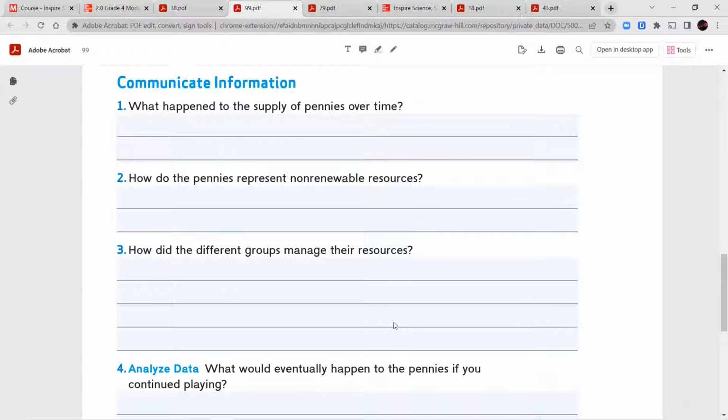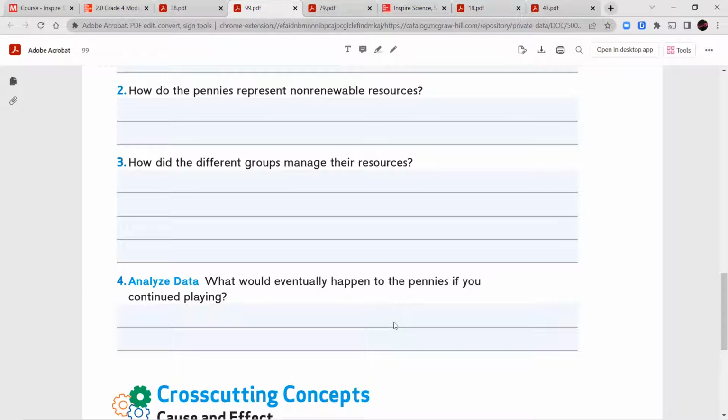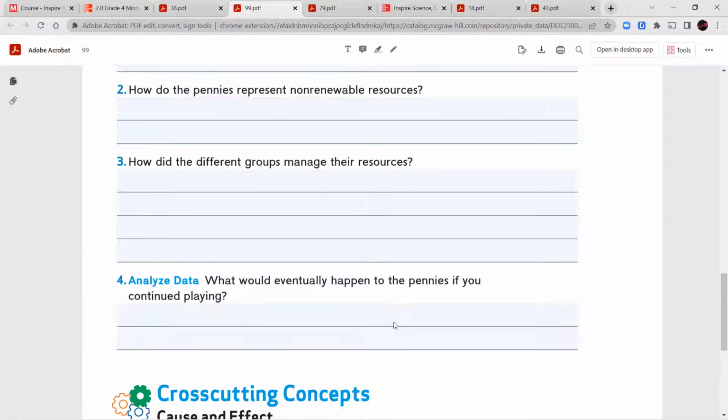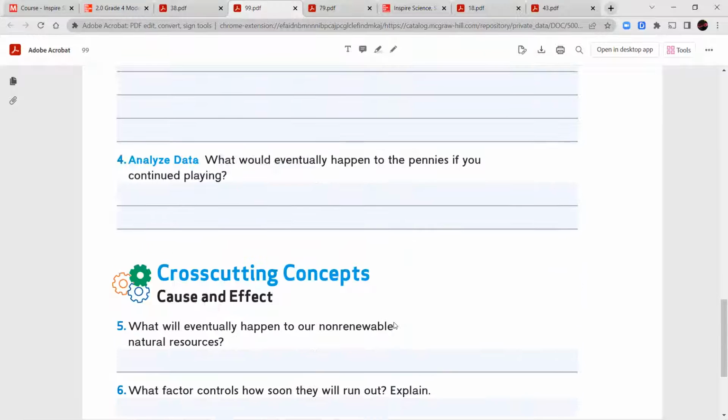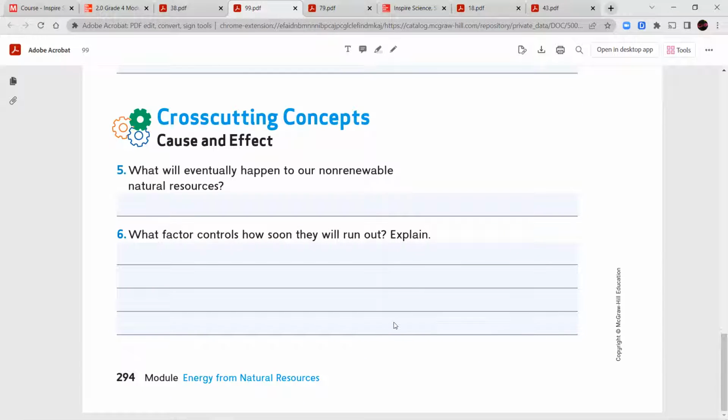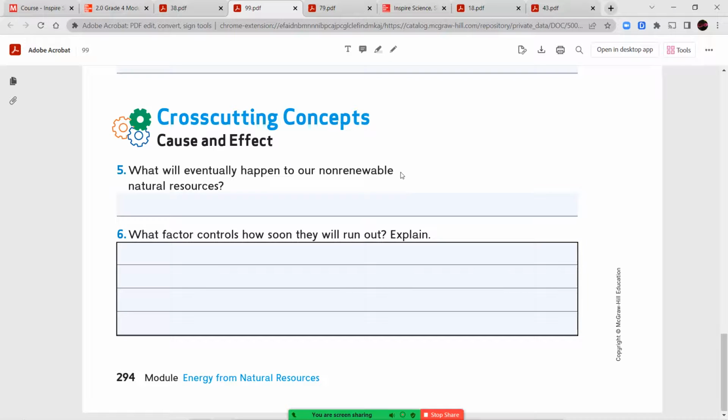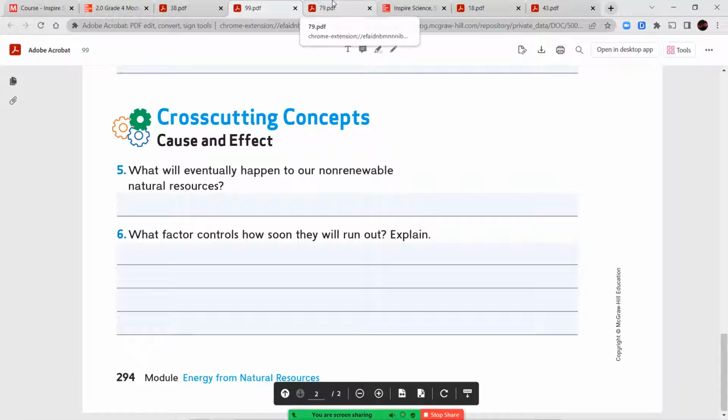So compare your results to the other groups. What would eventually happen to the pennies if you continued playing? And then number 5 and 6, what will eventually happen to our non-renewable natural resources? And number 6, what factor controls how soon they will run out? Explain. So think about what's being used, how often it's being used, how often people are being careful about it, and those will help you complete your answers here.